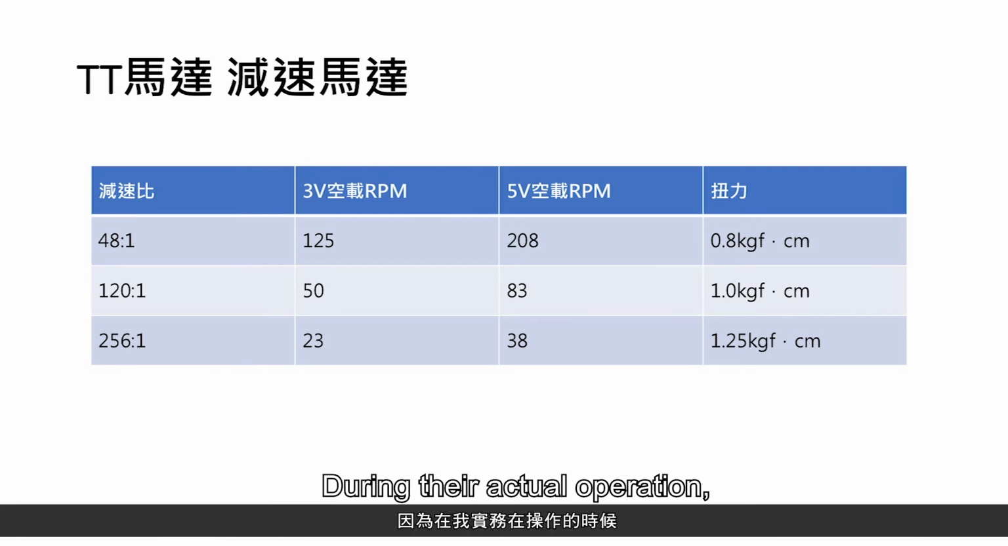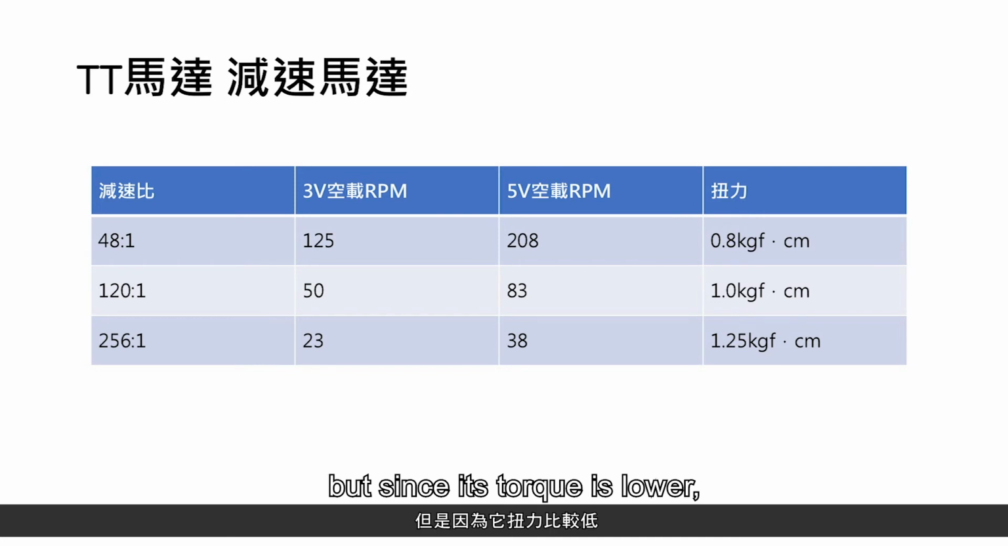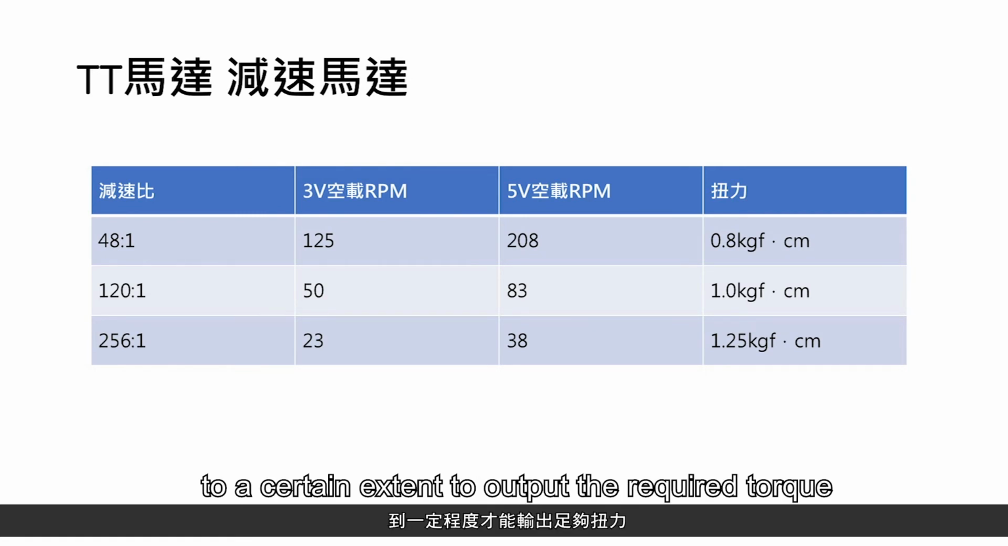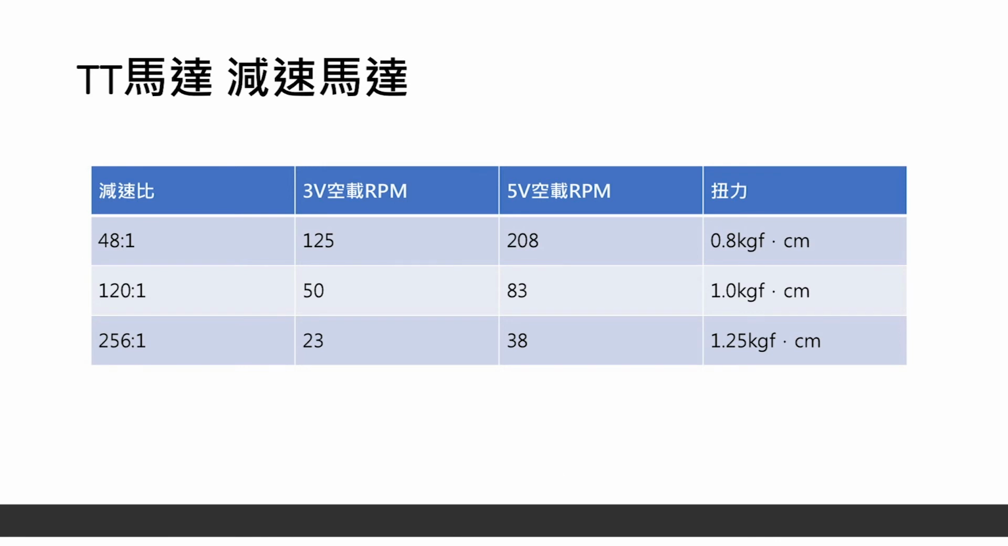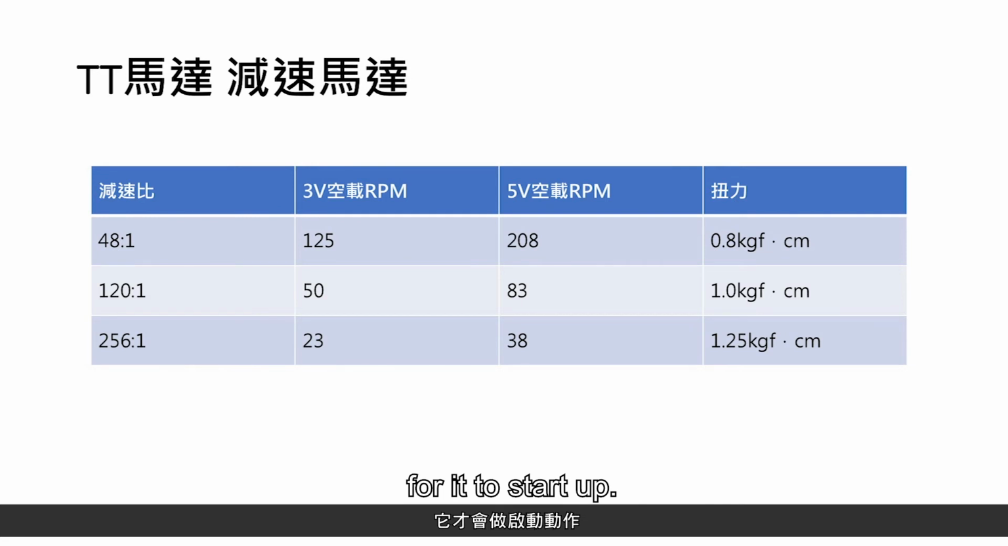During the actual operation, I realized that the 48 to 1 motor speed is fast, but since its torque is lower, if your vehicle is overloaded when it starts up, it will require to rotate to a certain extent to output the required torque to make the vehicle move. So it will have a little setback. If the vehicle is heavy, the voltage needs to be increased to a certain extent. That is, the PWM value needs to be higher for it to start up.